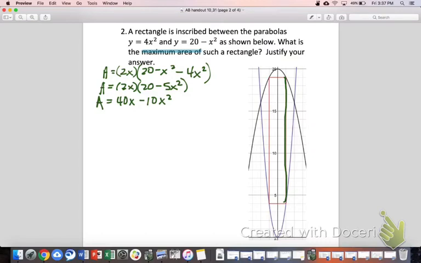And now that I'm restarting mine, I see that I made a little mistake here. It's not 10x squared. It should be 10x cubed. I'm sure you all saw that. Sorry for that mistake. Okay, so I think we are good moving forward now.